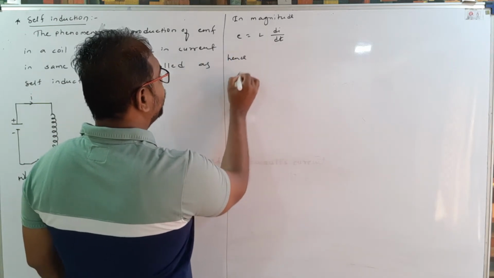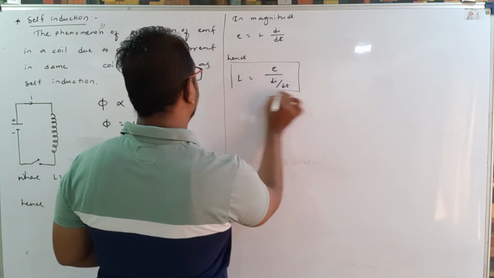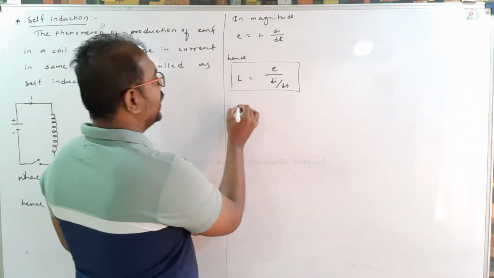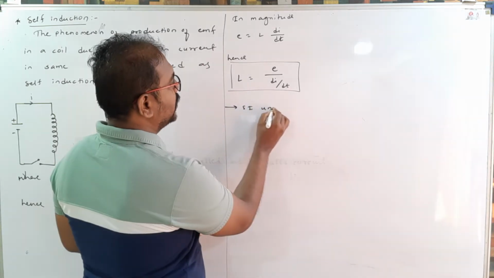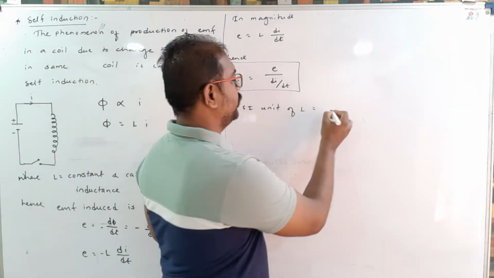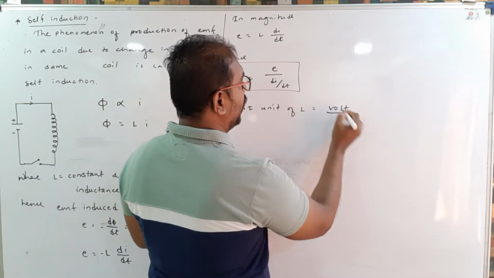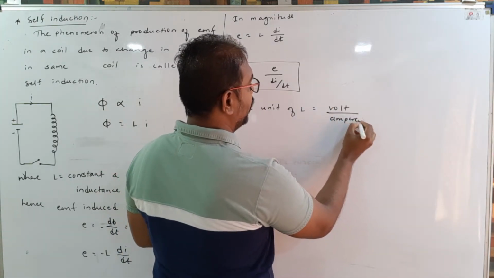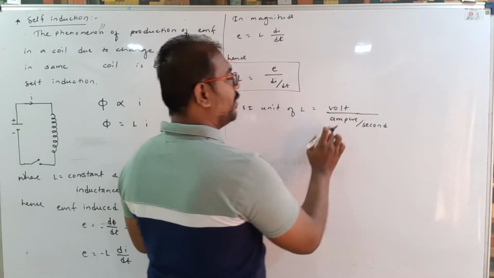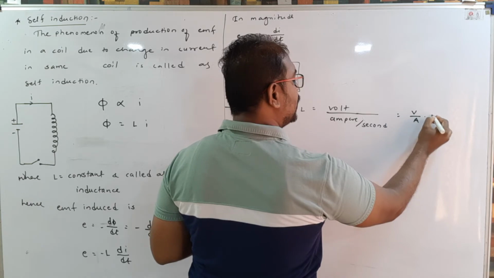Hence I can write the formula of L is equal to E upon di by dt. So this is the formula of self-inductance. So self-inductance is L. So we can write the SI unit also. SI unit of L. Now see here, unit of E is volt, then unit of I is ampere, divided by time in second. So volt divided by ampere into second.